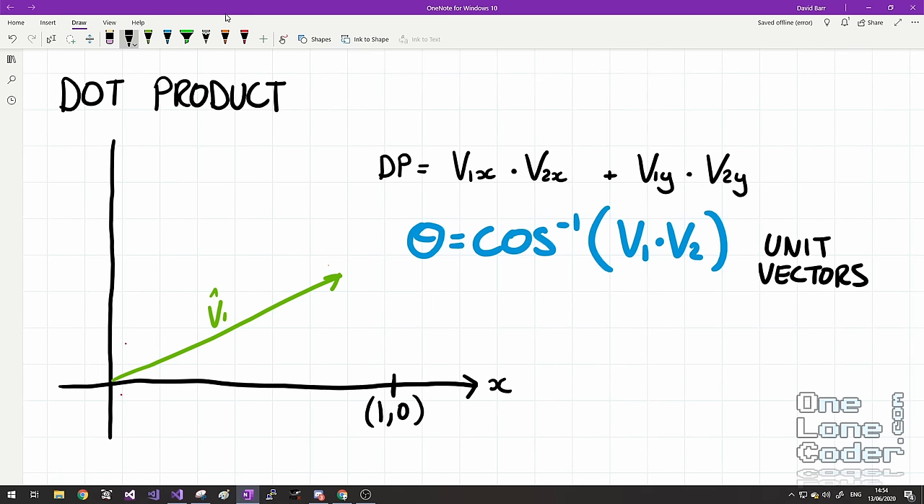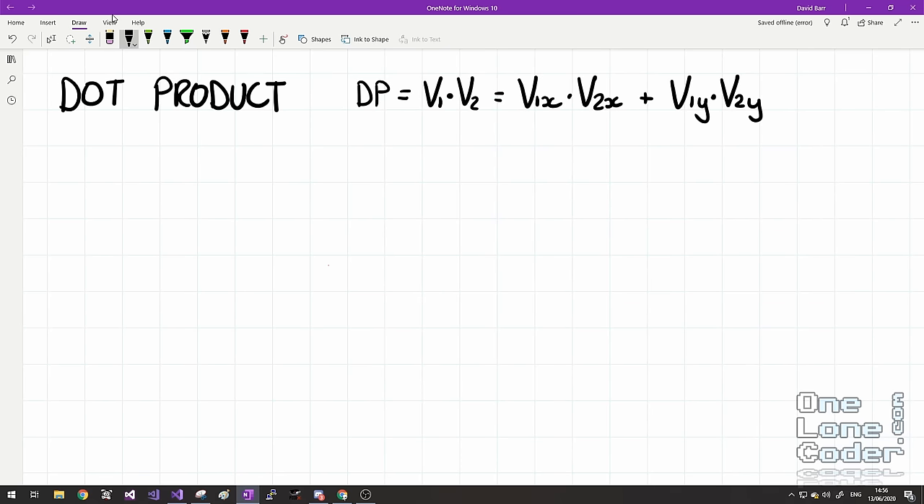Calculating the angle is all well and good, but we've got this nasty inverse cosine function to use. Now, if you do need the angle, there's no two ways about it. You've got to do this function to convert this ratio into a meaningful angle. There are intuitively other uses for the dot product scalar value that we get as a result of this calculation.